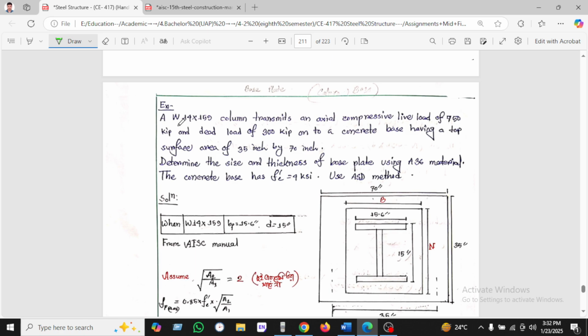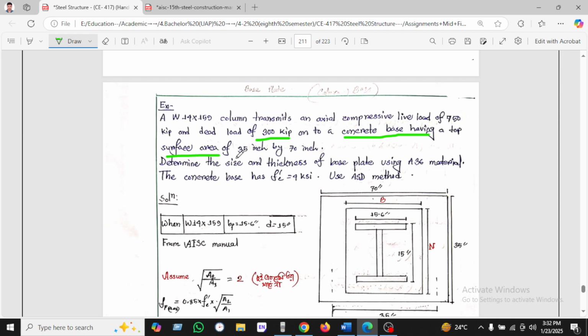The question is given here. A W14×159 column is transmitted an axial compression live load of 750 kip and dead load of 300 kip to a concrete base having a top surface area of 70 inches by 35 inches. The column dimension is given for W14×159, and the loads are given. Determine the size and thickness of the base plate.